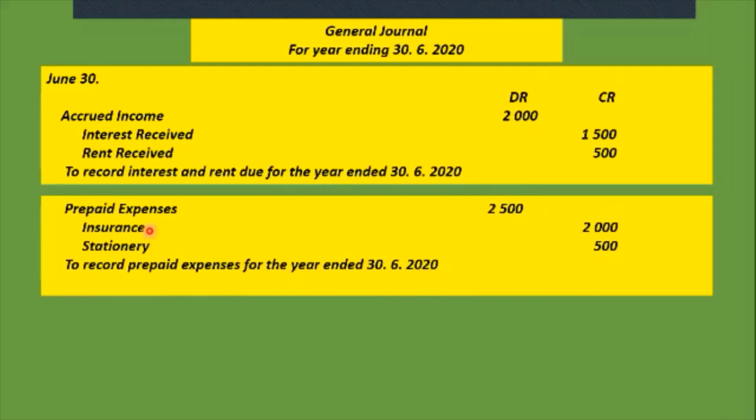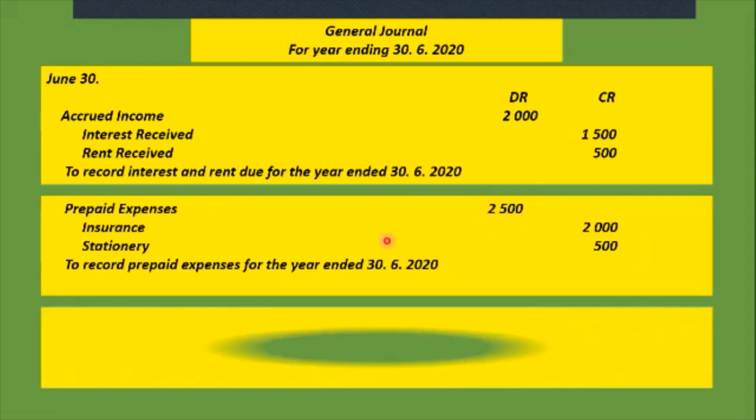So the accounts that are prepaid, we will credit, and we will debit an asset account, prepaid expenses, with the 2,500.